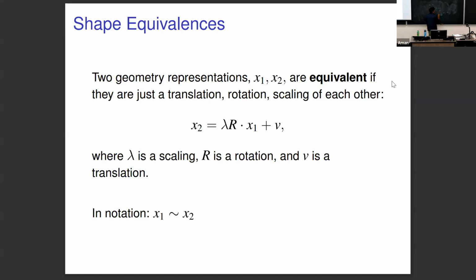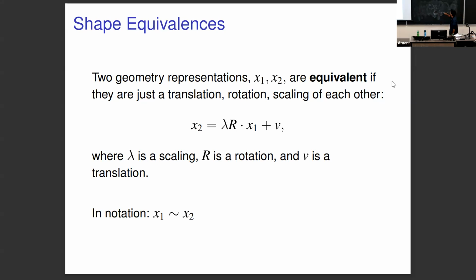V here is the translation, so you move x1 by this amount. R is the rotation matrix, so you have a matrix that rotates your object a little bit, and lambda is the scale factor. So if you want to scale the object a little bit, you can change the value of lambda. But x2 and x1 will always be equivalent because they follow this relationship, where x2 is just a rotation, scaling, and translation of x1, right?